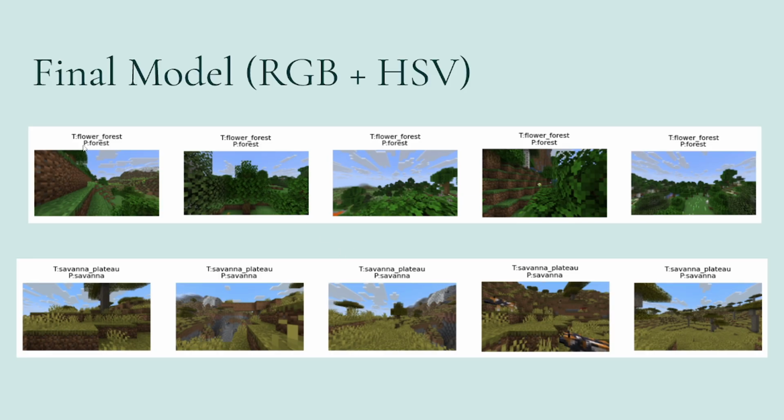This model is not able to identify the flower forest, and to be honest, I can't really see any flowers in some of these. That's a flower right there. And in the last one, we are confusing this savanna plateau for a savanna, and admittedly, I don't actually know the difference, so I couldn't do better. And that is that for the metrics for the final model.